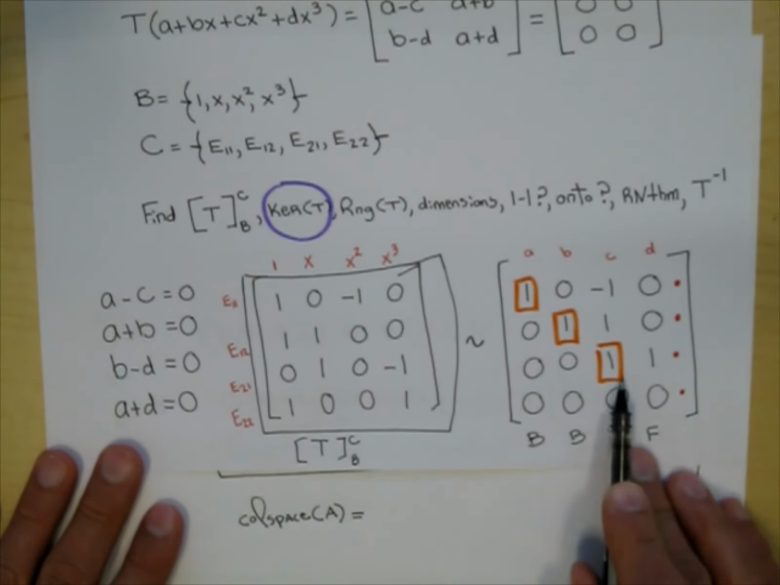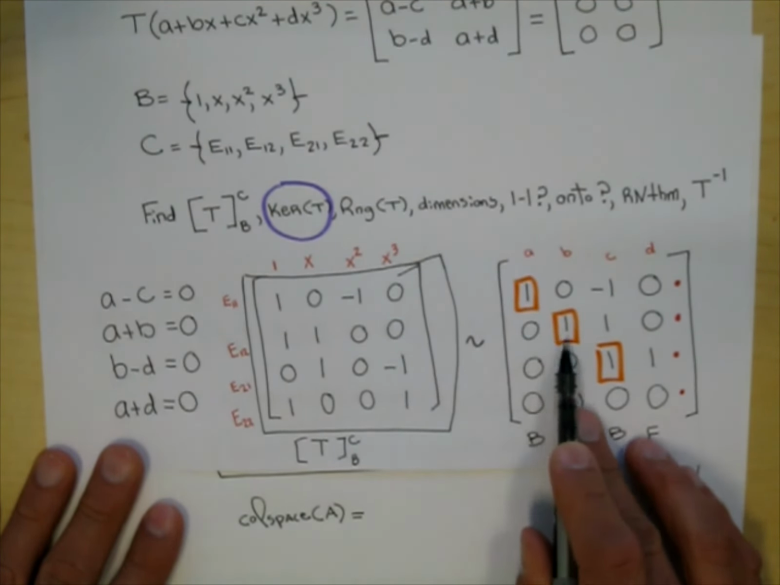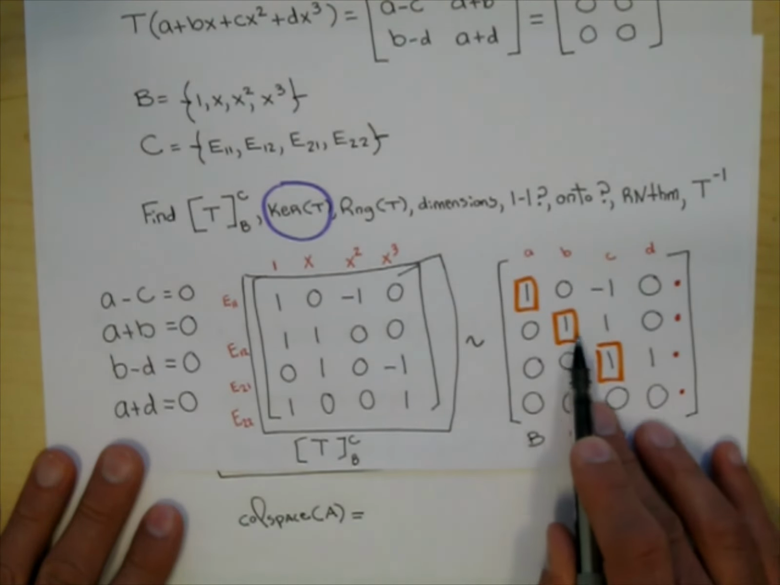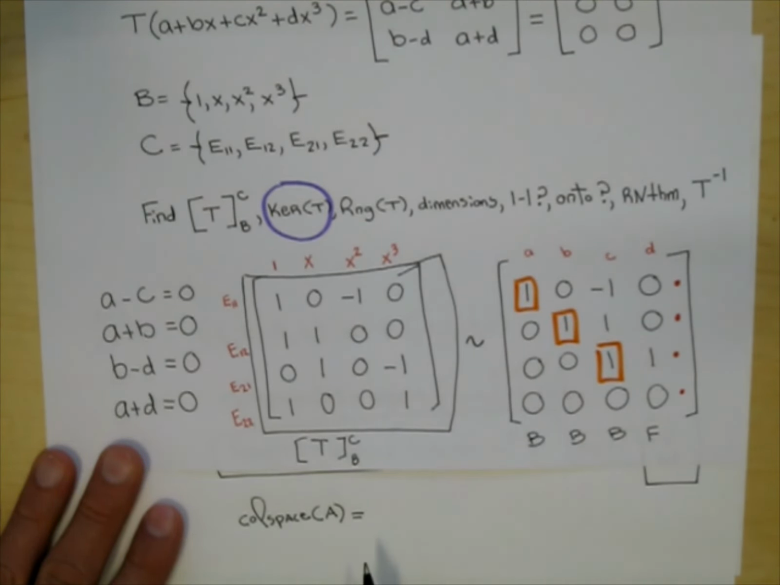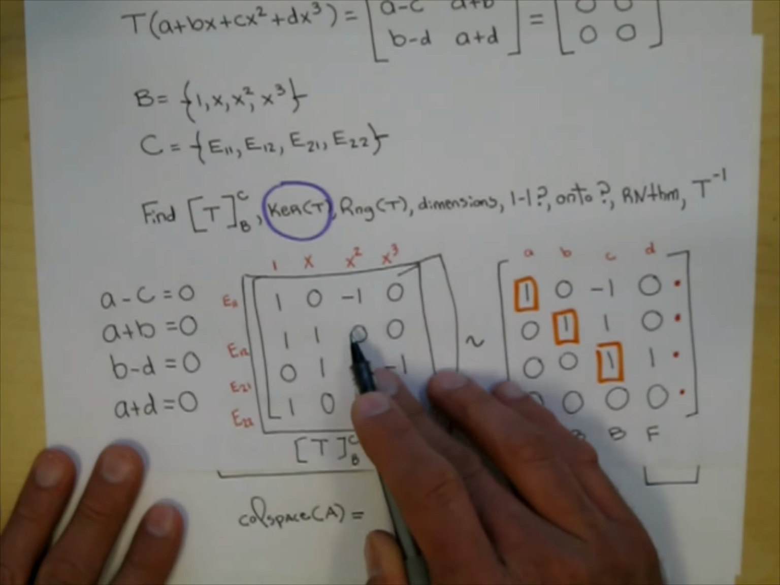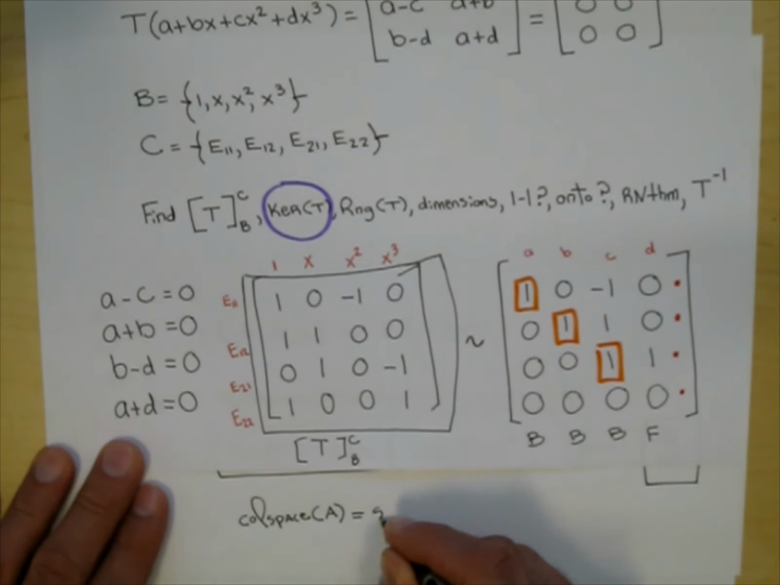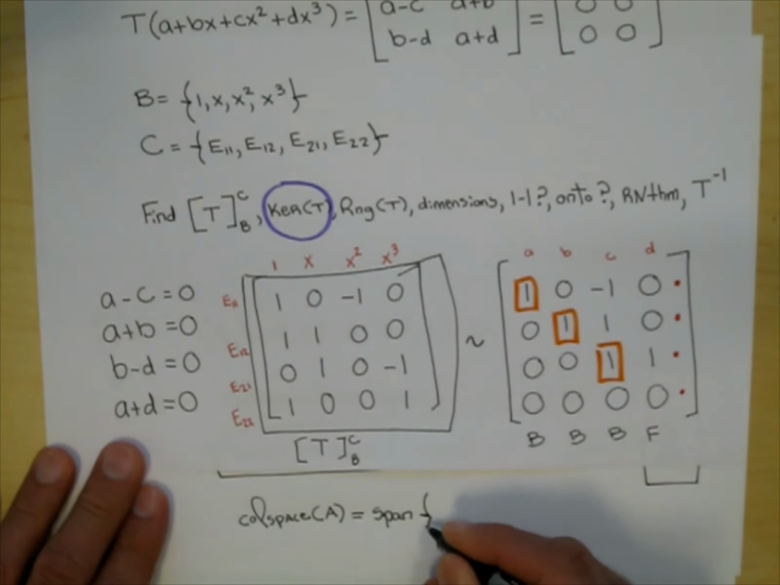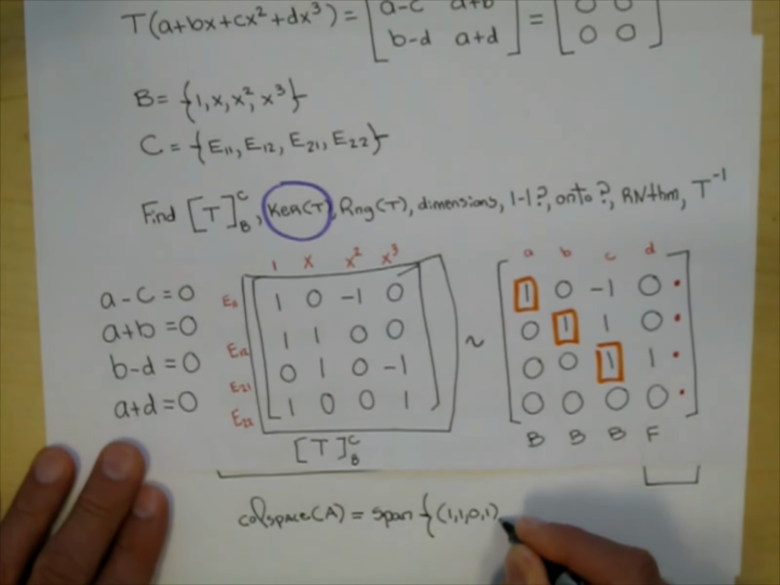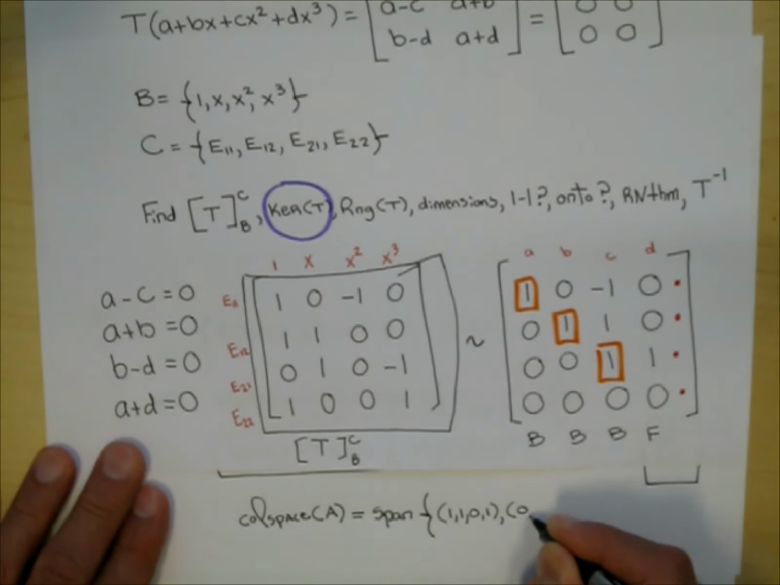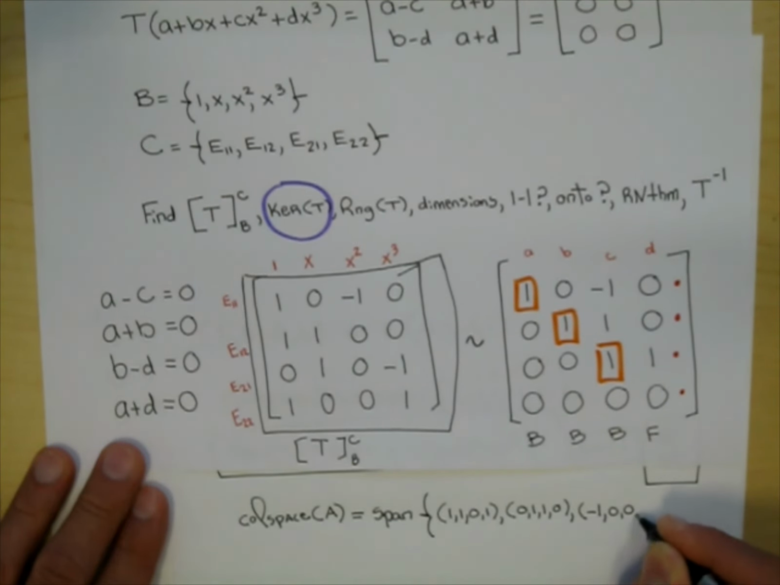We look at our leading ones, there are 3 leading ones, and we're not surprised because we already knew the dimension was going to be 3. We take the 3 original columns. So I'm going to write those down. This is going to be the span of that basis. The first one being 1, 1, 0, 1. The second one being 0, 1, 1, 0. The third one being -1, 0, 0, 0.